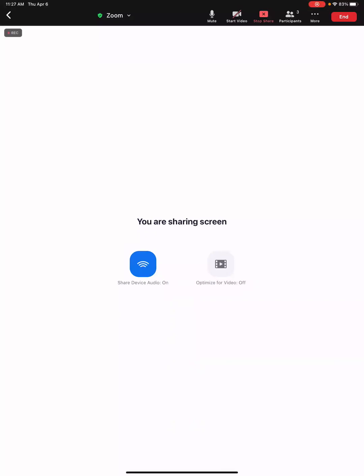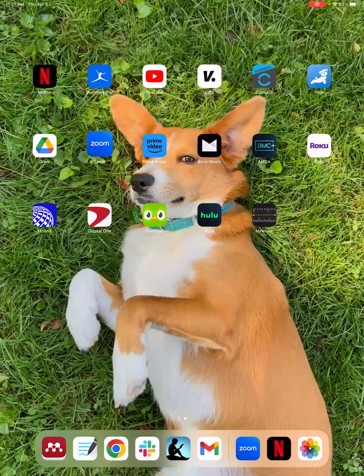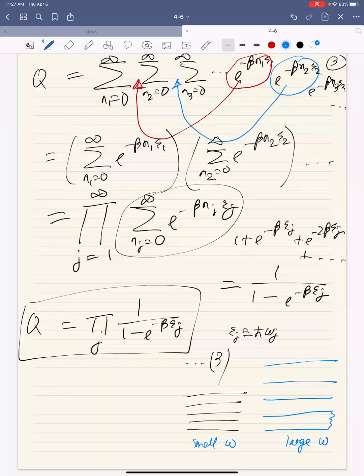This is small omega. This is large omega. At least we are lucky enough that we are in a classroom where EduRoam works, because it's really finicky across campus.